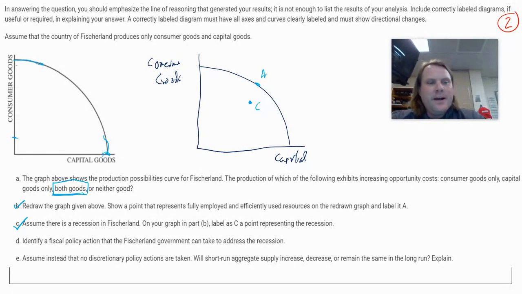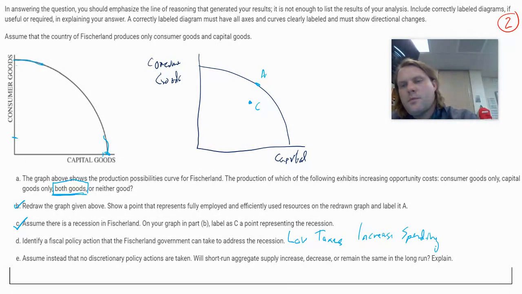We've done that. Identify a fiscal policy that the Fisherland government can take to address the recession. Okay, we're going to try to increase demand. Lower taxes. Seems like we've heard that a lot. Increase spending. One or the other. Again, they only have two options.